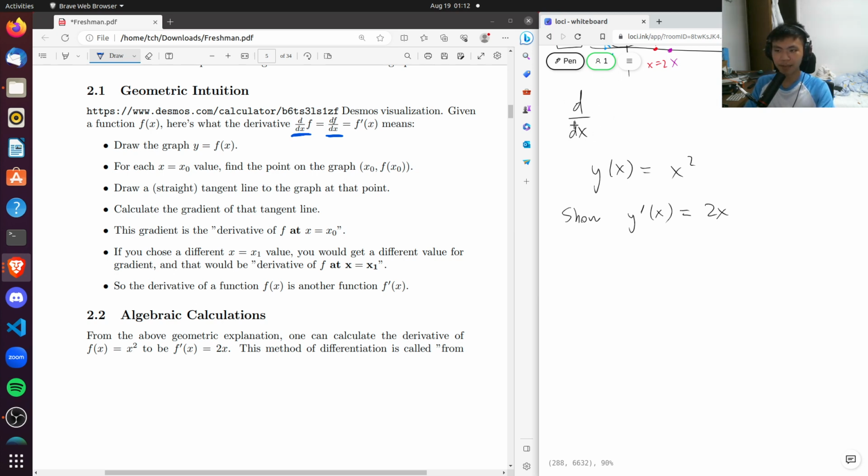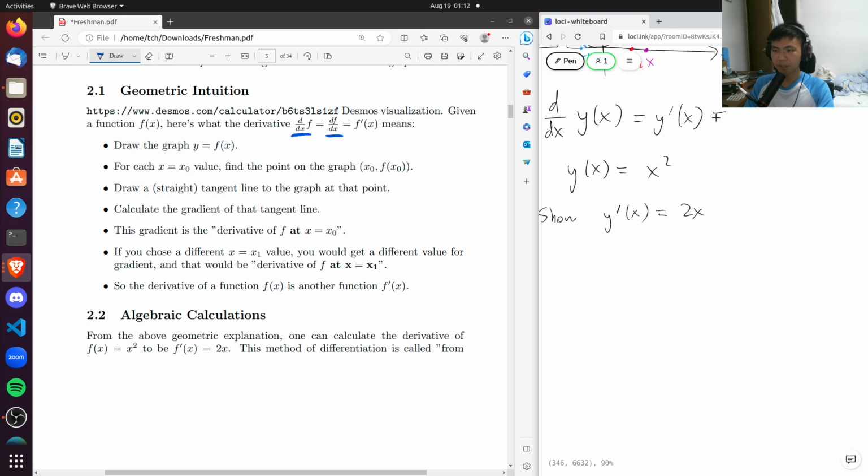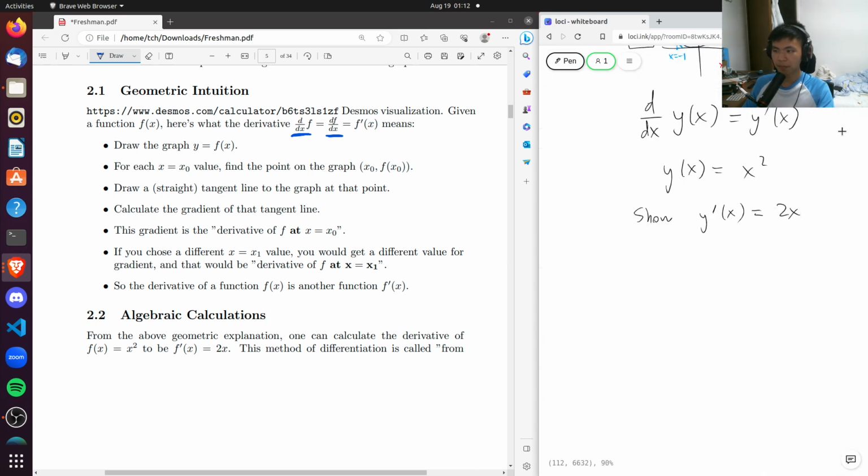What this d over dx does is that if I have a function, I can use d over dx to act on the function to give me the derivative of the function, the gradient of the function. And sometimes we shorten this to just write it as dy over dx. But do note that dy and dx are not fractions. This is just a symbolic shorthand. In fact, this is the more original notation. y prime is just a shorthand for it as well.